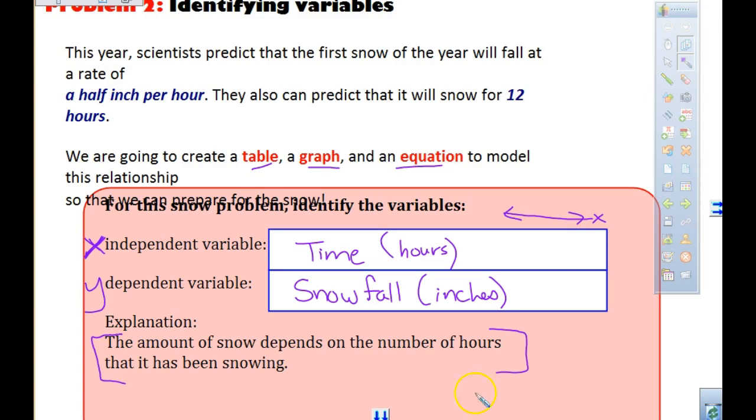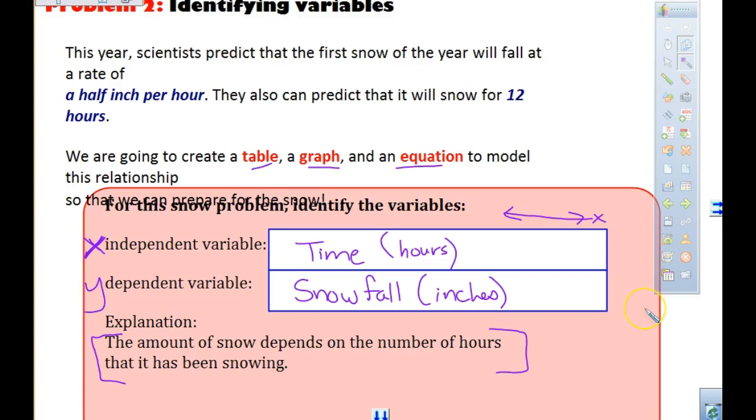Some of you didn't have that down yet, the explanation. I'll wait for you to write, so put that aside, please, and fill in your notes. There you go. The amount of snow depends on the number of hours it has been snowing. Okay? So you're going to look down at that next part.